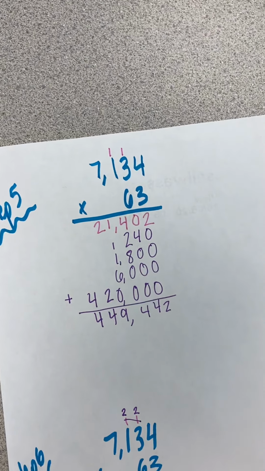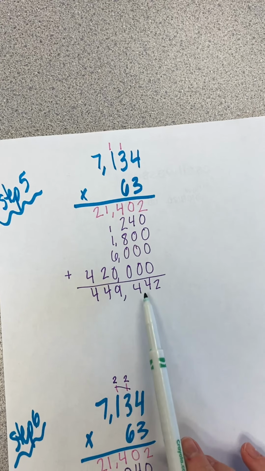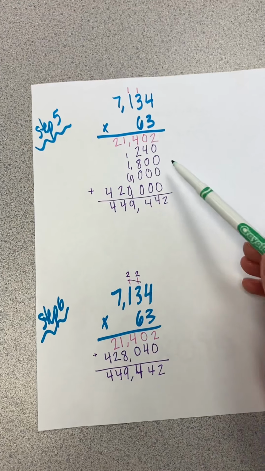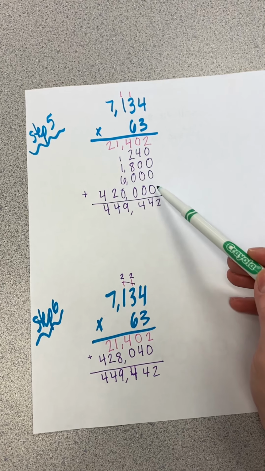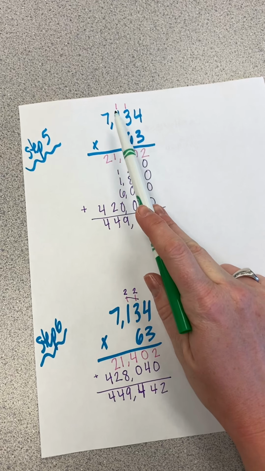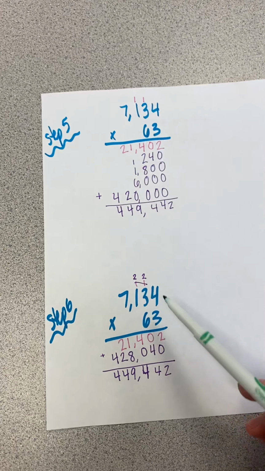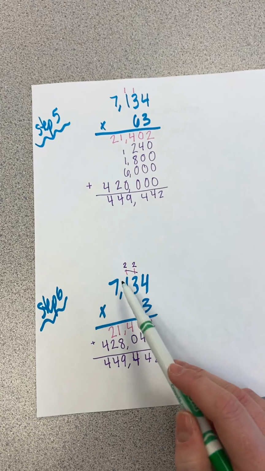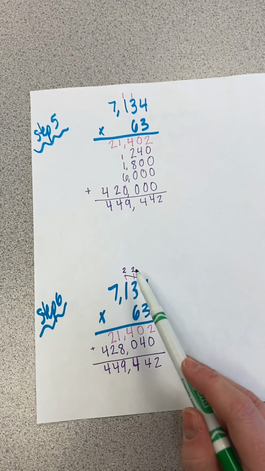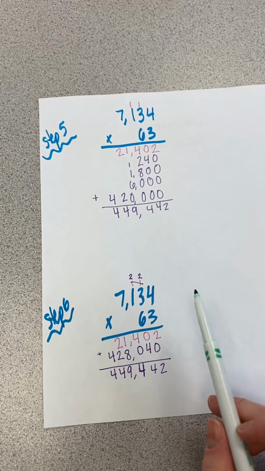Using step 5, I had the product of 449,442, which I also got when using the standard algorithm. Here are the partial product steps, and then regrouping up at the top for when I multiply 3 times 7,134. And then same thing down here, I crossed out my regrouping from when I first multiplied by 3, so I would not get confused when I multiplied by 60, again to multiply 7,134 by 60.